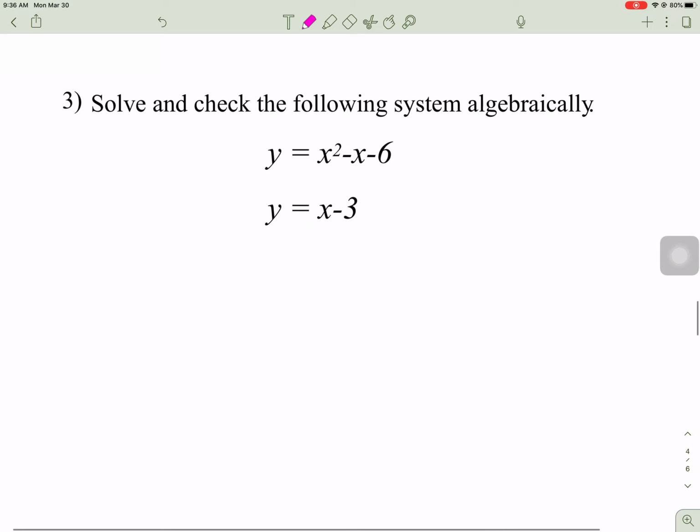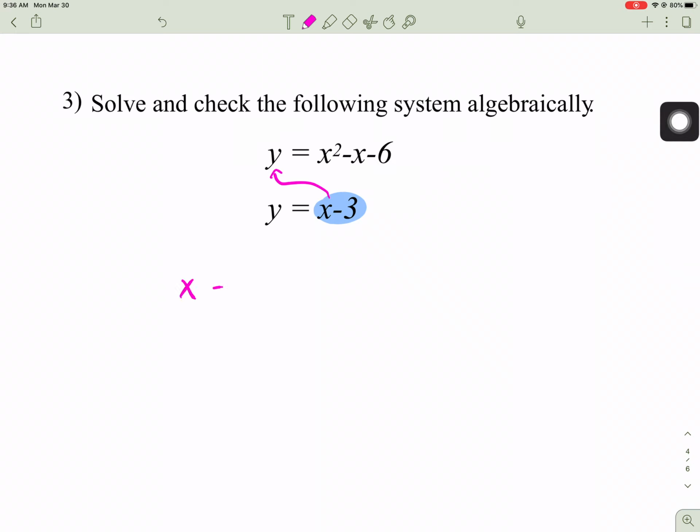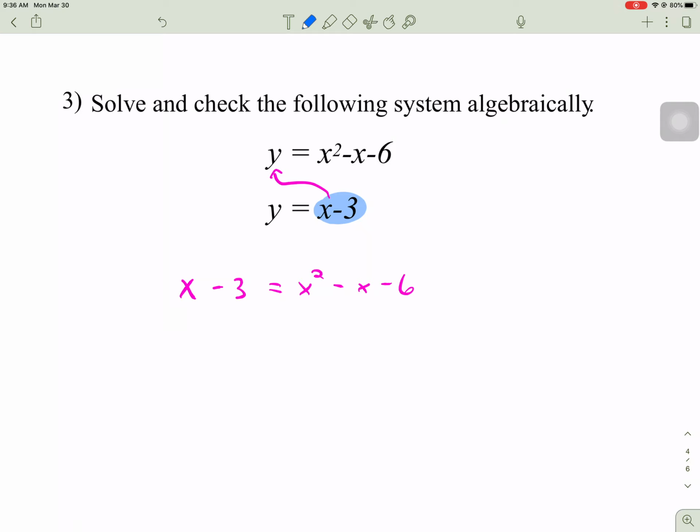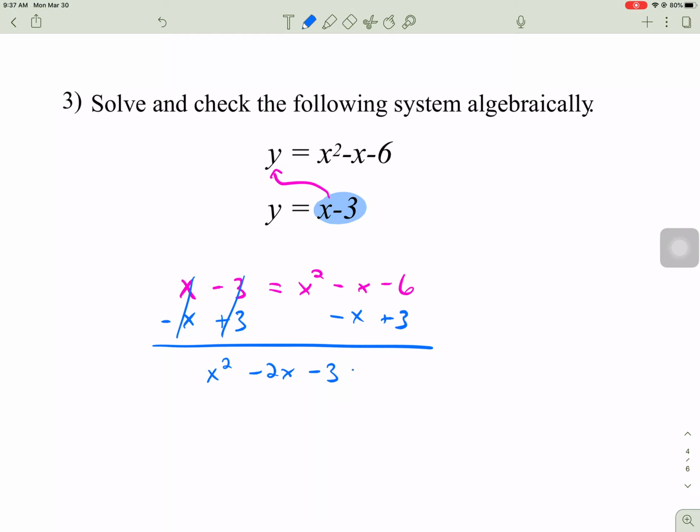Number 3. Okay, now here's a little different because here I see something in y equals. Actually, I see two things in y equals. So instead what I'm going to do here is take y equals, and whatever y equals, I'm going to substitute that in. And now an equation that had two variables will now be x minus 3 equals x squared minus x minus 6. All right. What do I do next? Well, notice quadratic. An x squared and an x to the first term. Well, if I subtract x and add 3, I'm going to get it set equal to 0 because it's a quadratic. We get x squared minus 2x minus 3 equals 0.